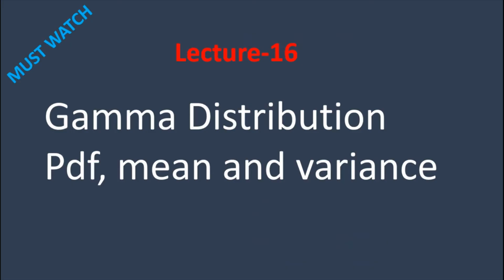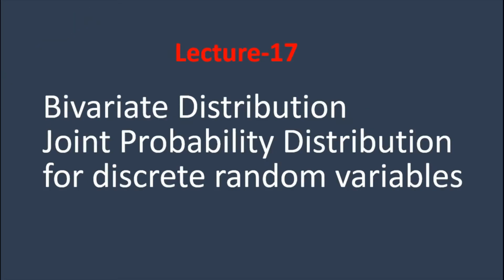In the last lecture, I have discussed gamma distribution, PDF, mean and variance. In this lecture, I am going to discuss bivariate distribution, joint probability distribution for discrete random variables.